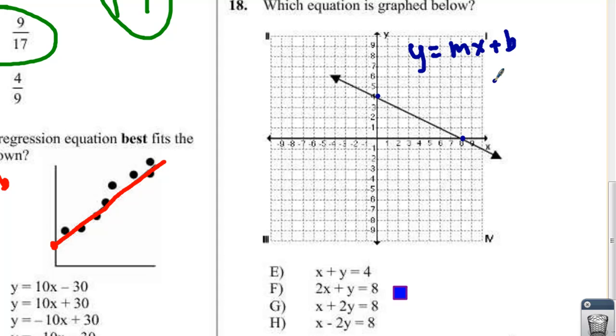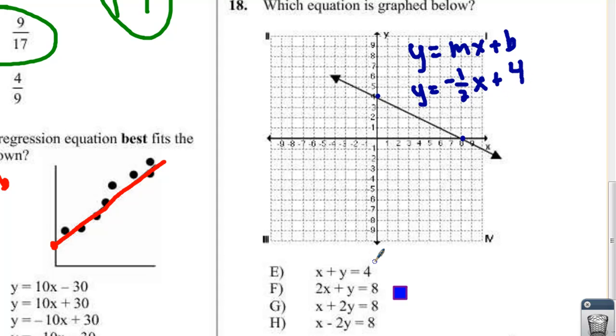We can see from this graph that it's crossing the y-axis at positive 4. The slope of this line, rise over run, it's a negative slope because it's going downhill. I go down 1 over 2, which leaves a slope of negative 1/2. So my equation in slope-intercept form is y equals negative 1/2 x plus 4.